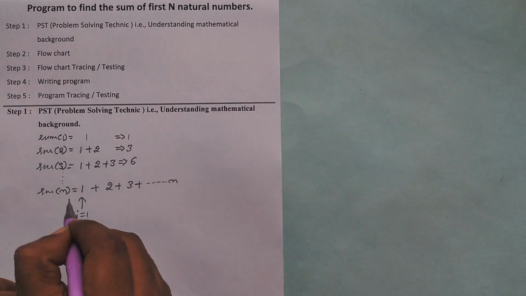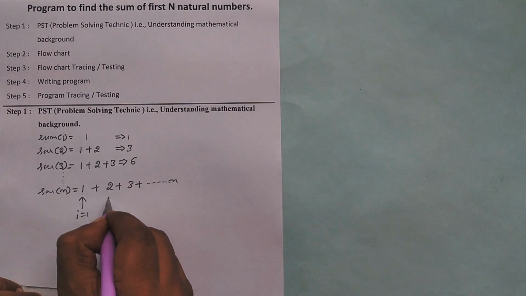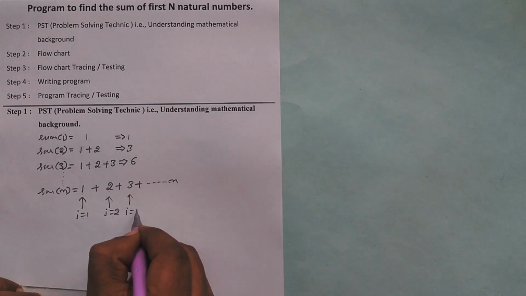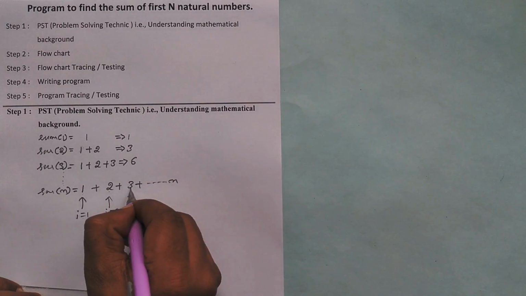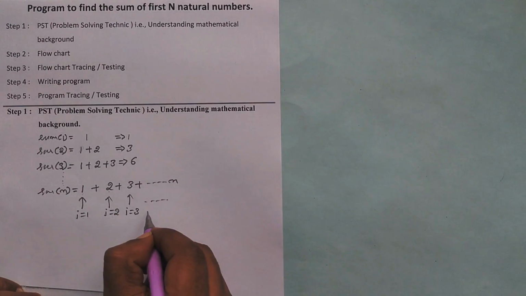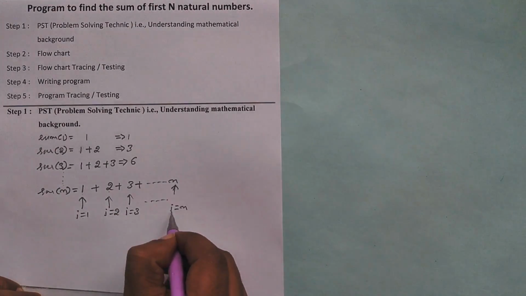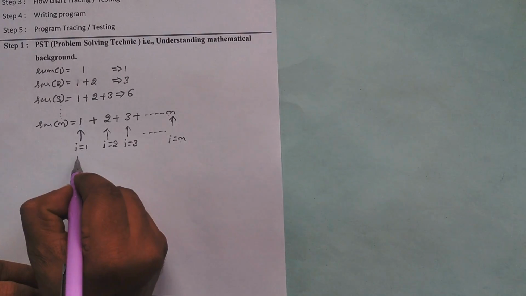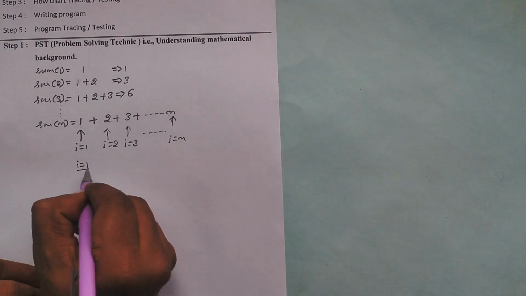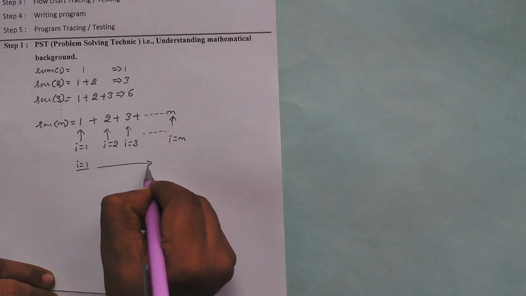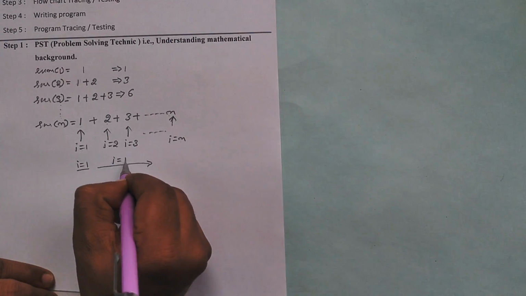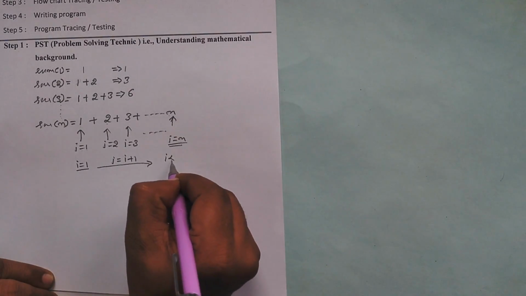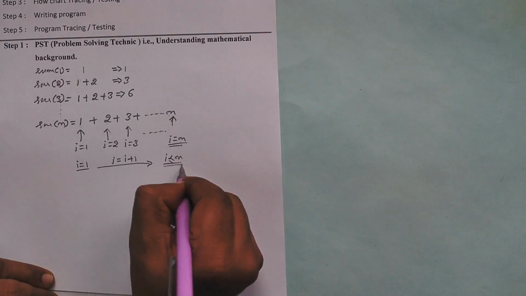Whenever I is equal to 1, first term is 1. Whenever I is equal to 2, second term is 2. Whenever I is equal to 3, third term is 3, and so on. Whenever I is equal to n, nth term is n. Where I value starts from 1, that value of I keeps on incrementing by 1, that is I is equal to I plus 1, varied up to I less than or equal to n.